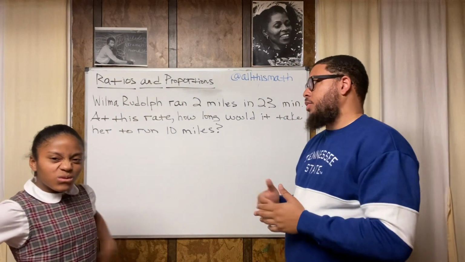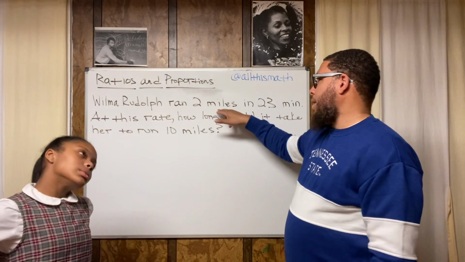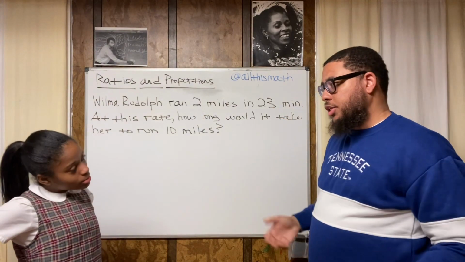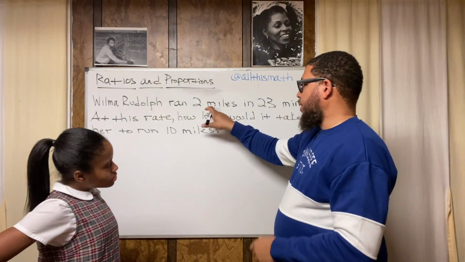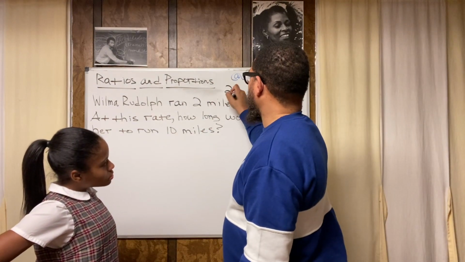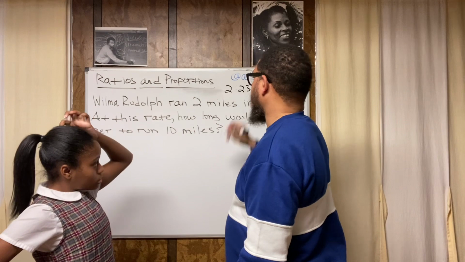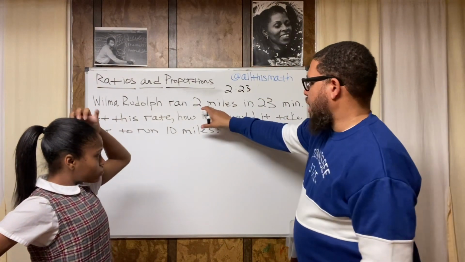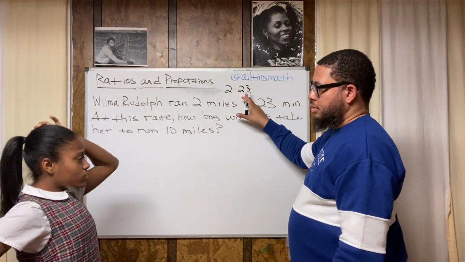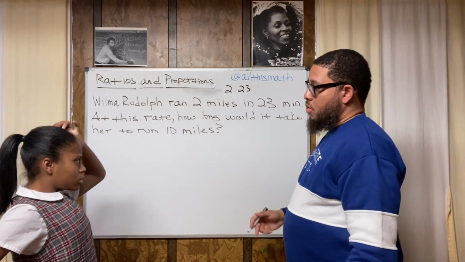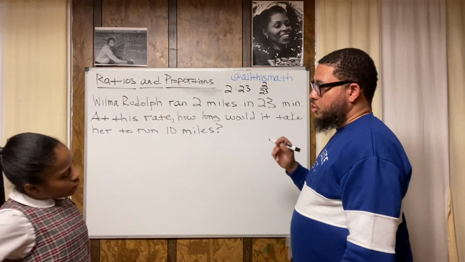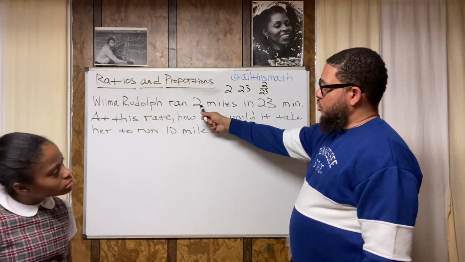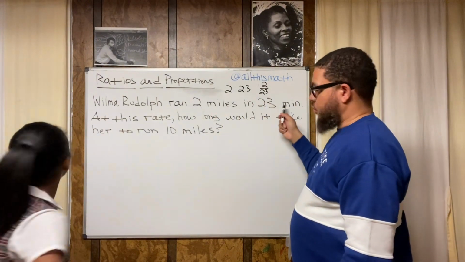So here we have a ratio. If you ran 2 miles in 23 minutes, that's a ratio right there. Now, sometimes you'll see a ratio written like this: 2, then a colon, then 23. So for every 2 miles, it takes 23 minutes. Or you could write it as a fraction, 2 over 23. That's what we're going to do. We're going to write it as a fraction. So she ran 2 miles in 23 minutes.